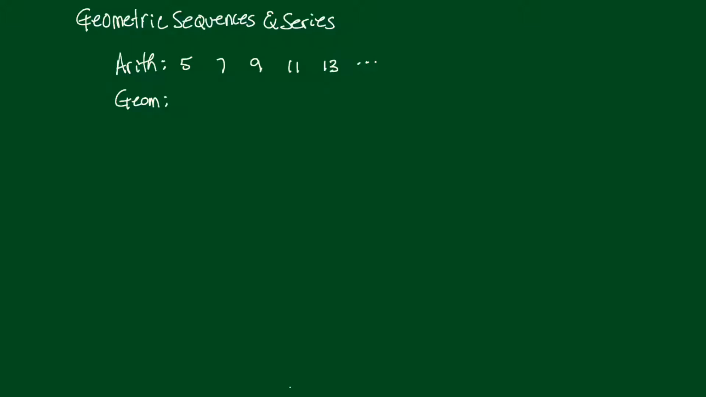Now, instead of adding the same number to each term, we're going to multiply each current term by some number. So suppose we take this one right here. I'll start at 5, and instead of adding 2, I'm going to multiply by 2. So let's just do it in our heads. We'll get 5 multiplied by 2. We'll get 10 times 2, 20, times 2, 40, times 2, 80, and so on.